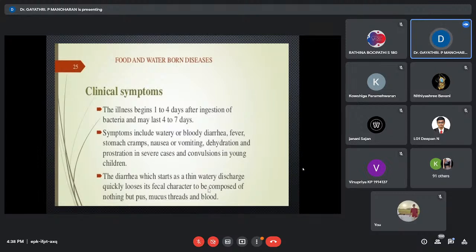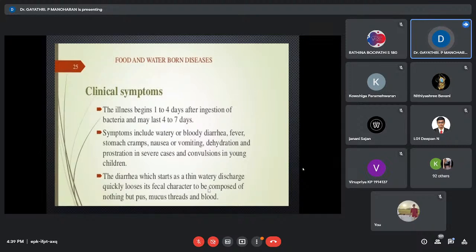Okay, fever, stomach cramps, nausea or vomiting, dehydration, and prostration in severe cases, and convulsion in young children. So dehydration, loss of water may result from this shigellosis. The diarrhea, which starts as a thin watery discharge, quickly loses its fecal character to be composed of nothing but pus, mucus threads, and blood.